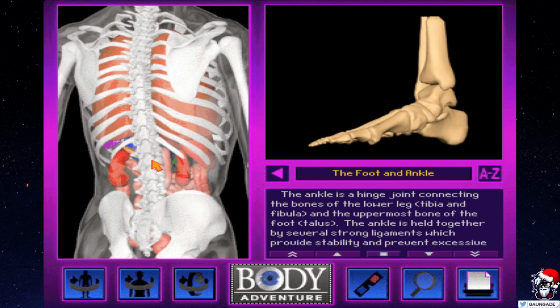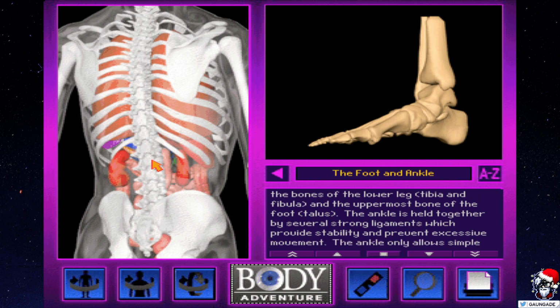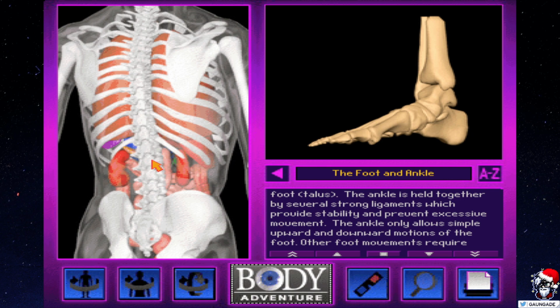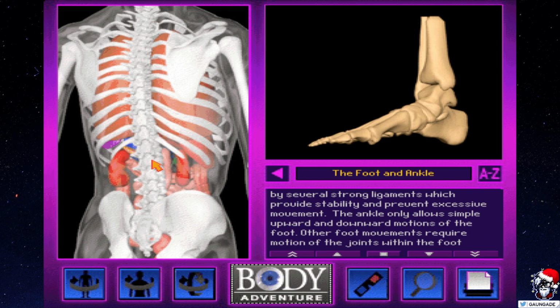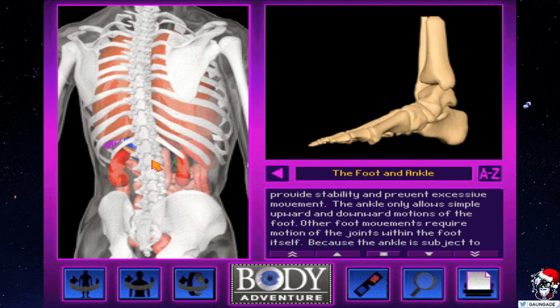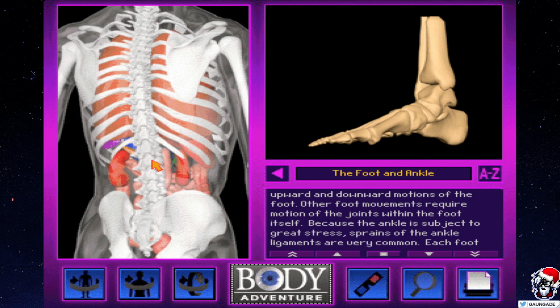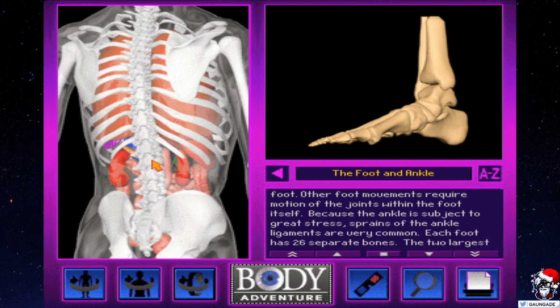The ankle is a hinge joint connecting the bones of the lower leg, tibia and fibula, and the uppermost bone of the foot, talus. The ankle is held together by several strong ligaments which provide stability and prevent excessive movement. The ankle only allows simple upward and downward motions of the foot. Other foot movements require motion of the joints within the foot itself. Because the ankle is subject to great stress, sprains of the ankle ligaments are very common.